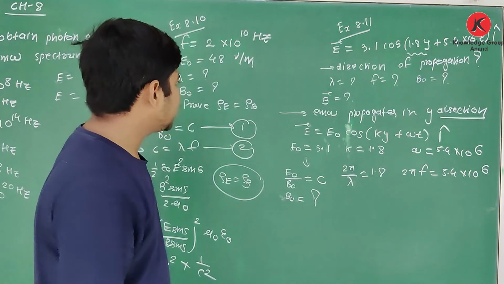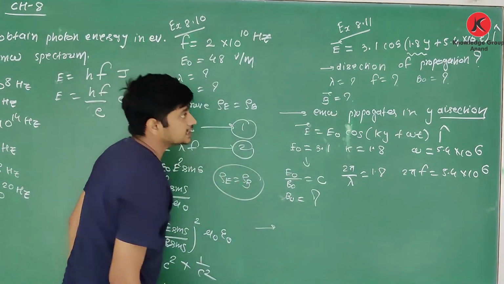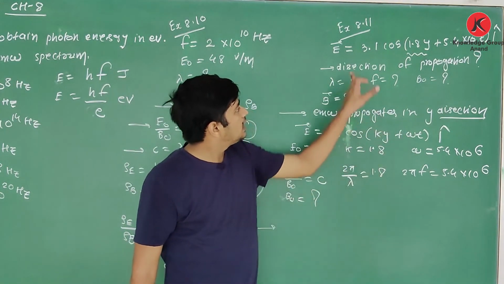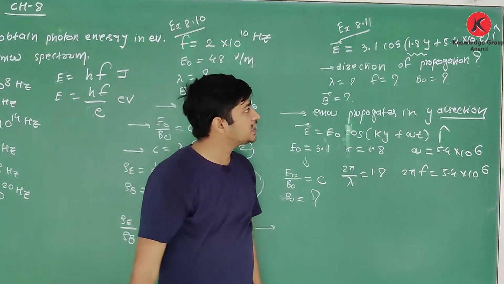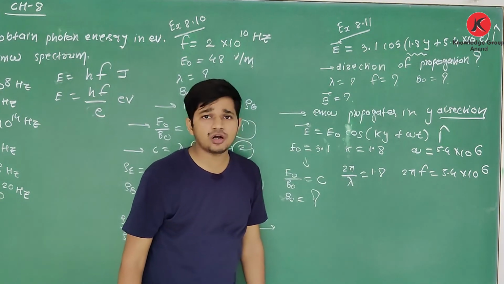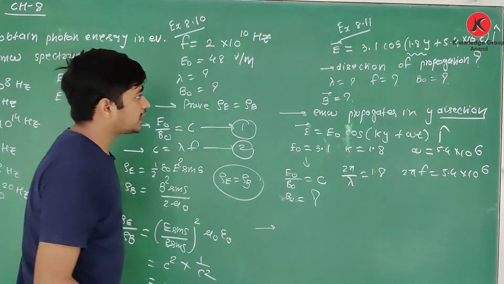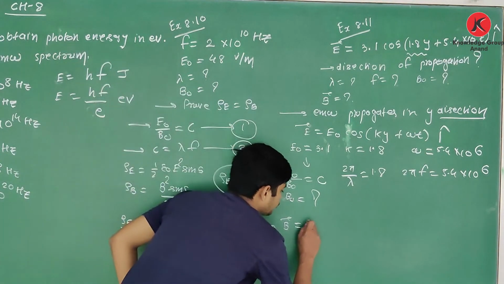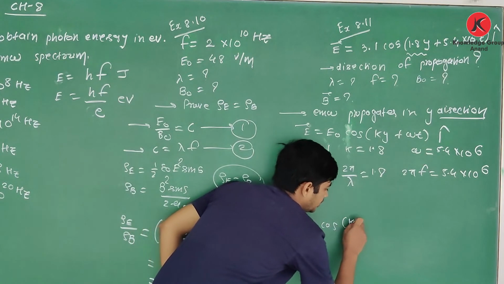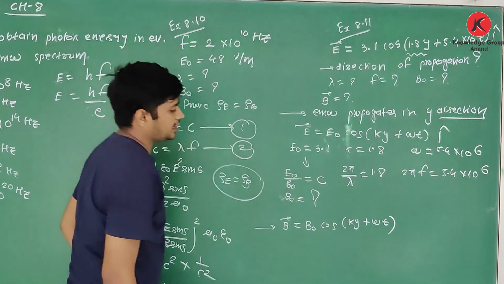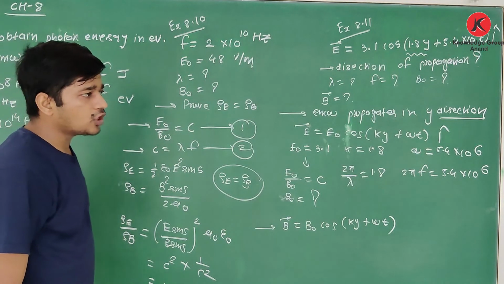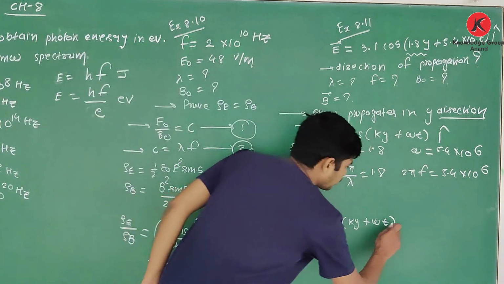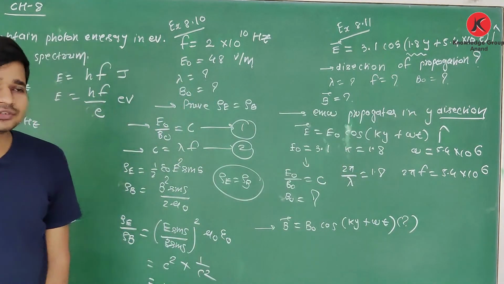Now last, what is the direction of B? Here, the electromagnetic wave propagates in Y direction and the electric field is in i direction. Then what is the direction of magnetic field? That you have to find out. How to write this equation? B is equal to B0 cos(ky + omega t). And what is the direction of this magnetic field that you have to find here? So this is it for today.